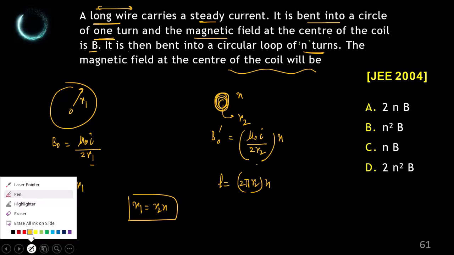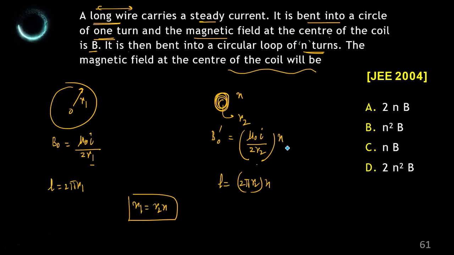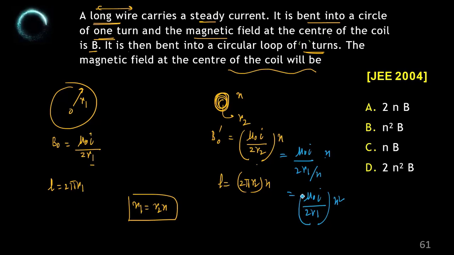So once I find the relation between R1 and R2, this can be written as mu naught I by 2R2, which means 2 times R1 by N, multiplied by N. So ultimately what am I getting? Mu naught I by 2R1 multiplied by N square. Okay. Now this number is how much? This number is basically our B number that is given initially. So the final B should be equal to how much? B into N square. Okay.